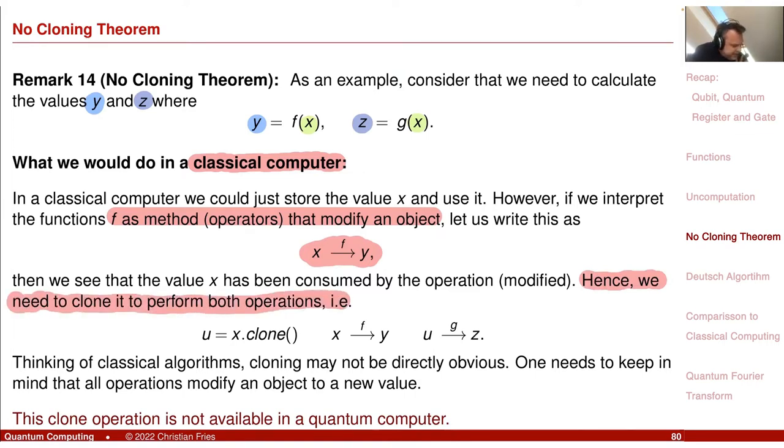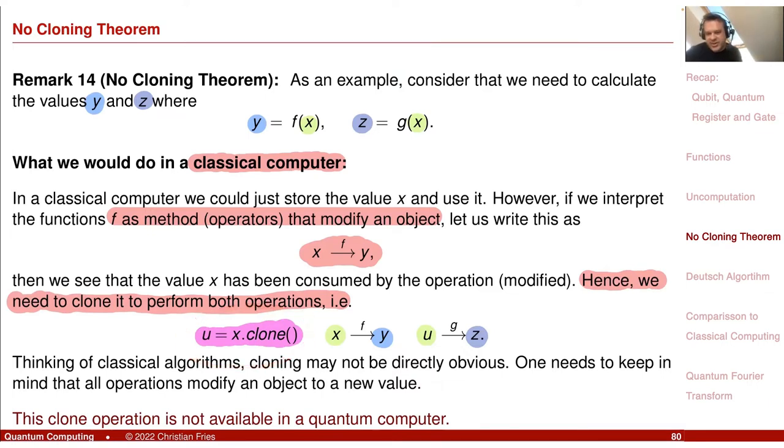So before you start, you create a copy of your x, and then you can do the two steps. x becomes y via f, and the clone, u, which is actually the same value, is acted on by the method g, and you call the method f on x. You see that even a classical object-oriented framework would need to perform this cloning. Modifying states is like looking at objects that are modified. It's not like functional programming. And we have this cloning. Now we have the theorem that tells us this operation does not exist in a quantum computer.